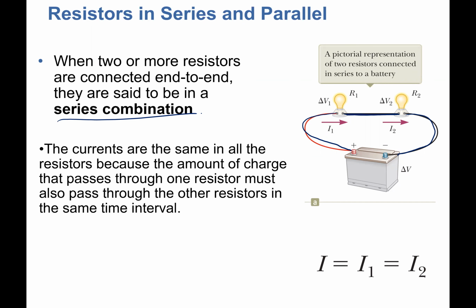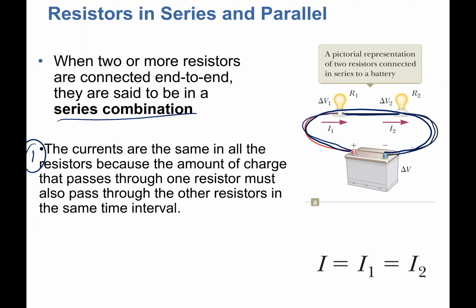So the currents are the same in all the resistors because the amount of charge that passes through one resistor must also pass through the other resistor in the same time interval. This is condition 1. And this is something I talked about also with capacitors. That means there's going to be an electric field. Remember, electric field going like this. And the same electric field goes through R1 and R2.